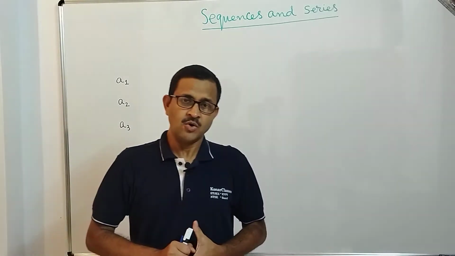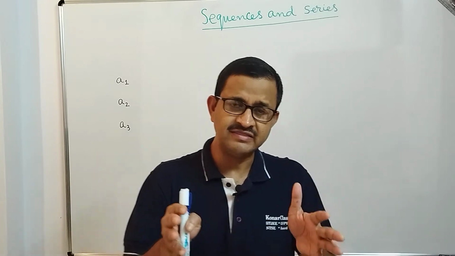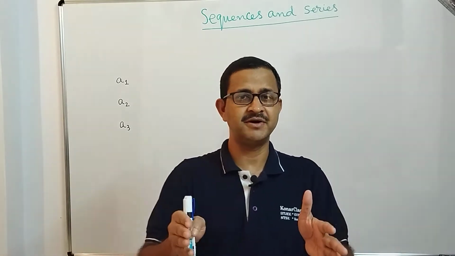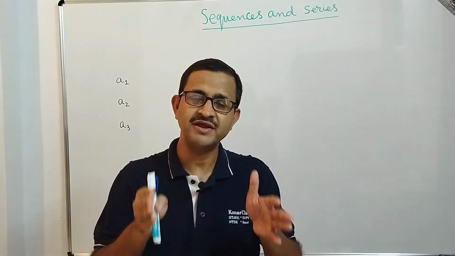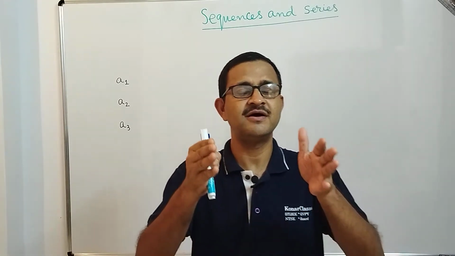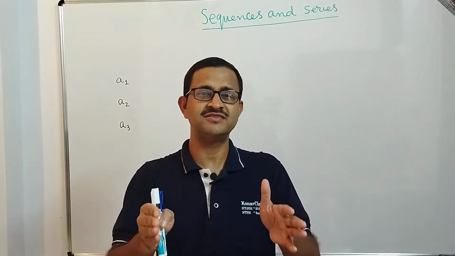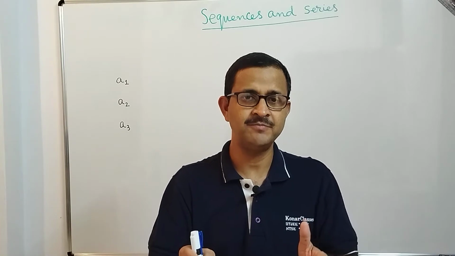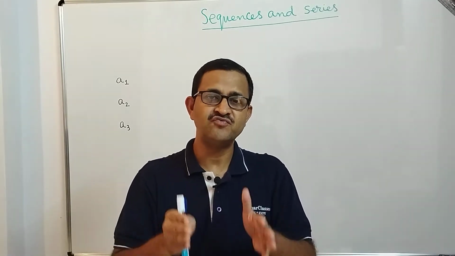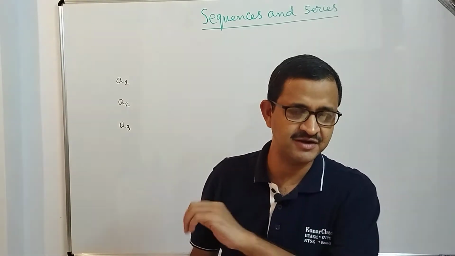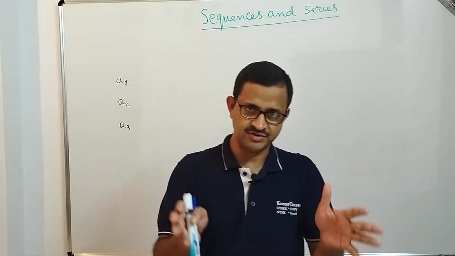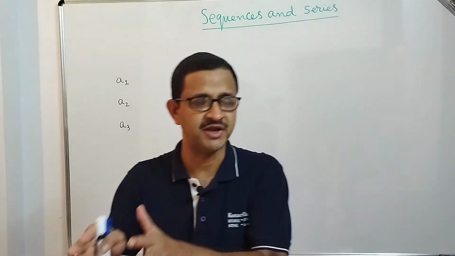When the number of terms in that sequence is a finite number, we call it a finite sequence, and whenever the number of terms in that sequence is infinite, then we call it an infinite sequence. So let us understand by means of two examples, one from finite, one from infinite.